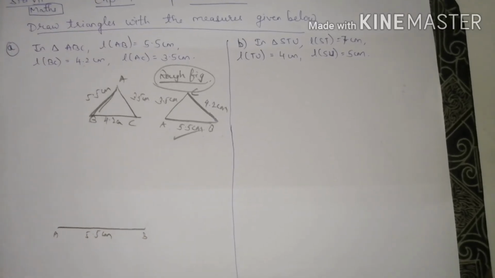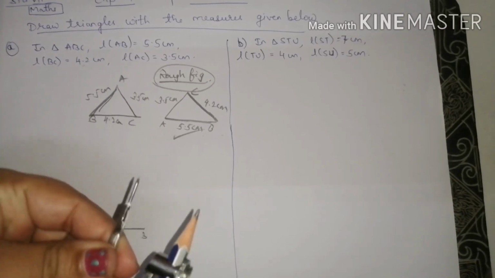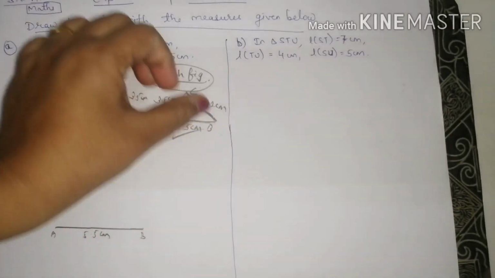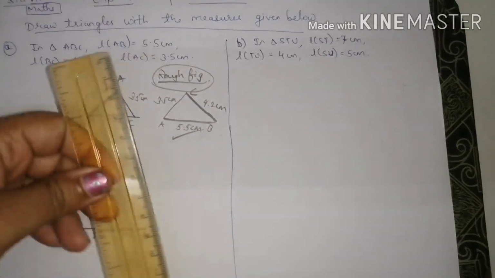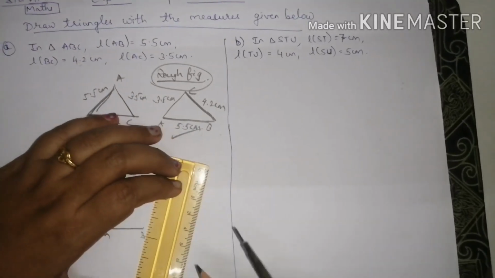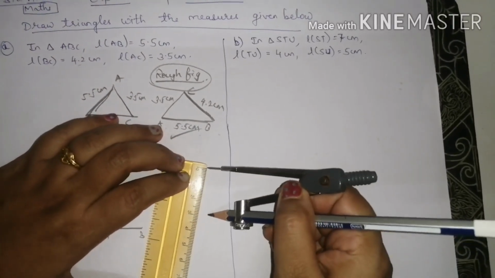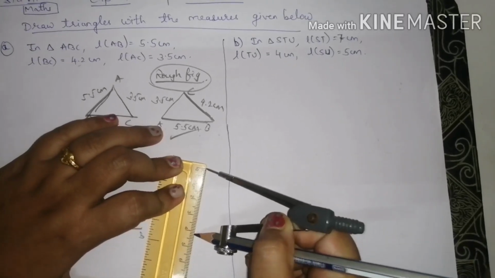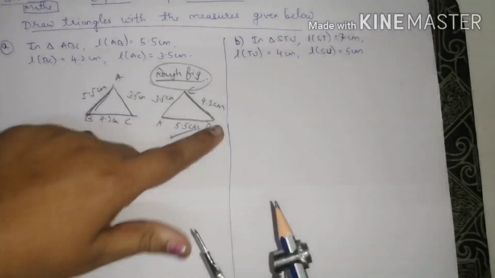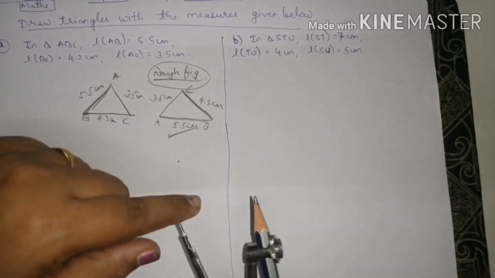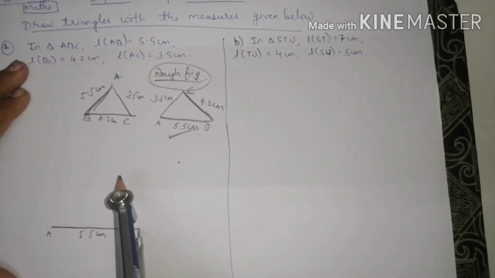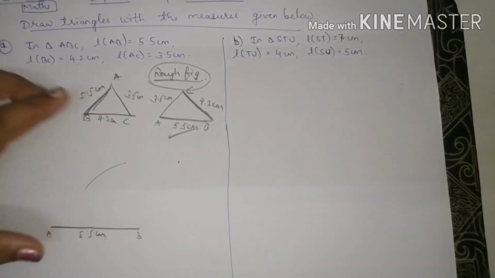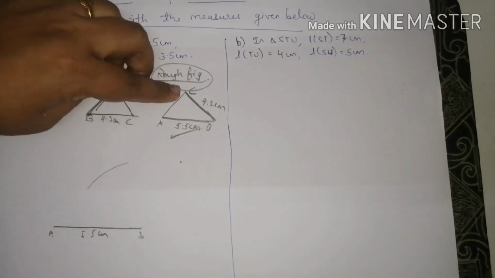Then take a compass. Then from B to C, how much is the distance? 4.2. So this you have to take in a compass with the help of the scale. So 4.2, after 4, 2 lines. So I have taken this 4.2 distance in a compass. Now keep it on B and make an arc like this. Is it okay?